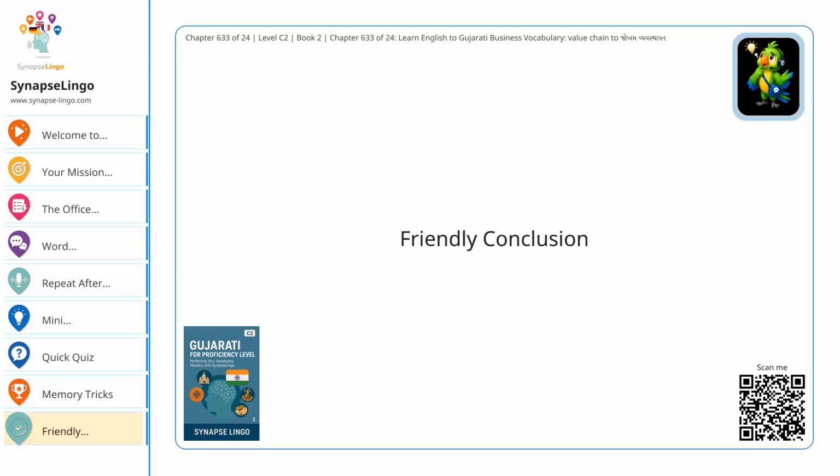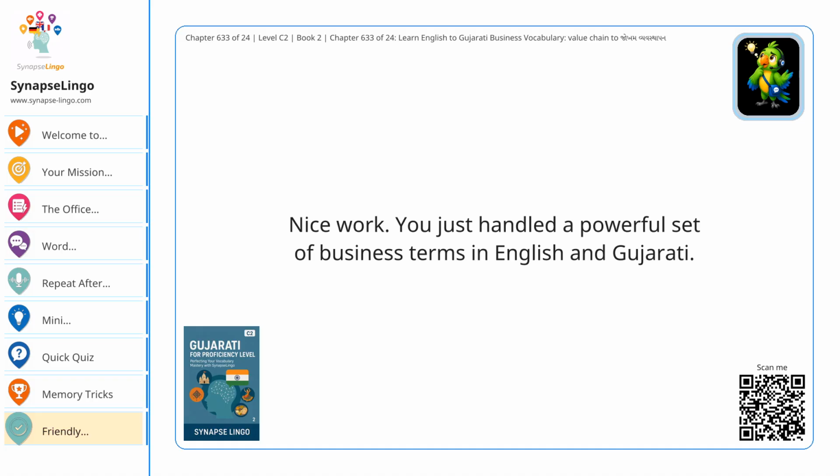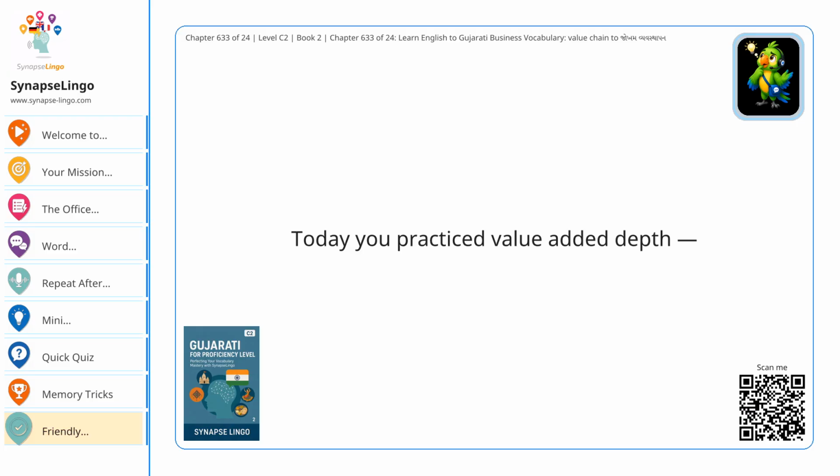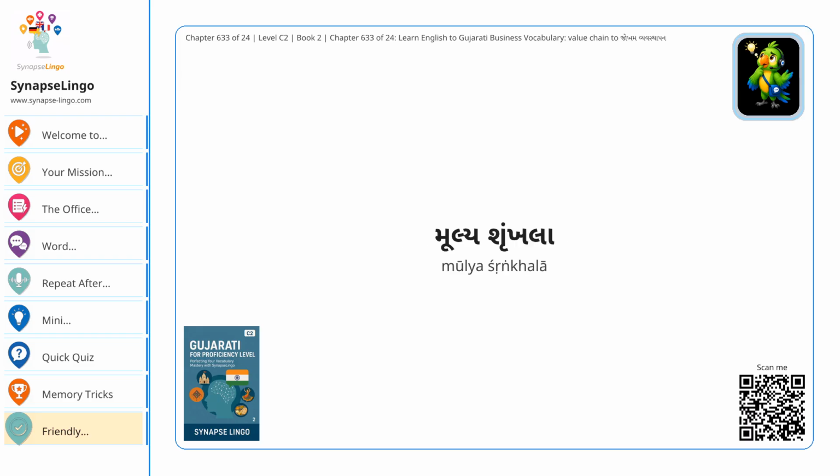Friendly conclusion. Nice work. You just handled a powerful set of business terms in English and Gujarati. Today you practiced value added depth, મૂલ્યવર્ધનની ઊંડાઈ. Value chain, મૂલ્ય શૃંખલા. Capital allocation, મૂડી ફાળવણી. Contribution margin, ફાળો માર્જિન. Cost structure, ખર્ચ માળખું. Profitability, નફાકારકતા. Liquidity reserve, તરલતા અનામત. And risk management, જોખમ વ્યવસ્થાપન.